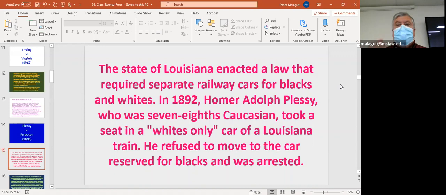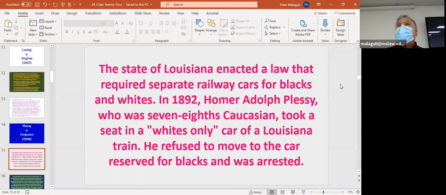Homer Plessy gets in the white car. Now look, people don't know about this, and there's an excellent book on this that I would recommend to you. I'm a film critic and a book critic today. There's a book called Separate. Separate is about the Plessy versus Ferguson case. And what I learned by reading this book is that this was a friendly lawsuit. It started out as a friendly lawsuit.